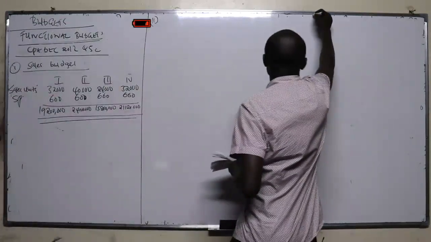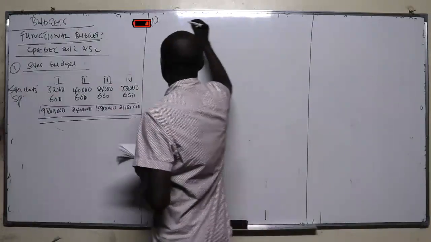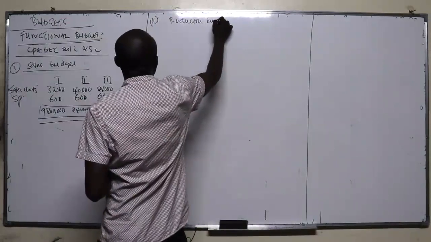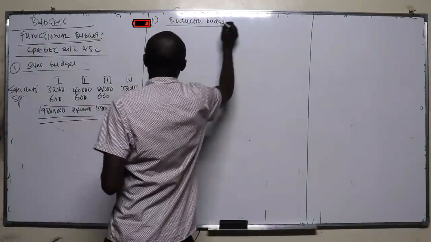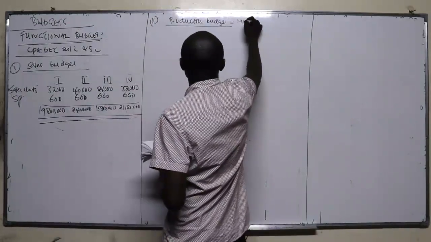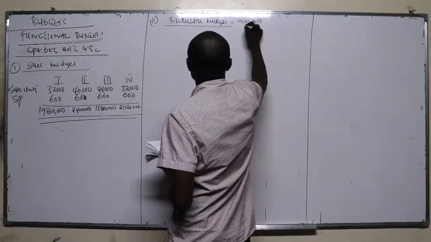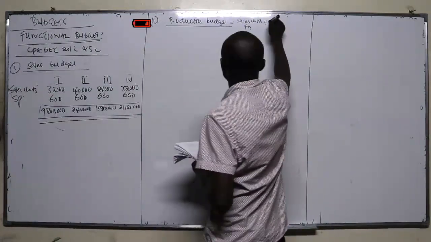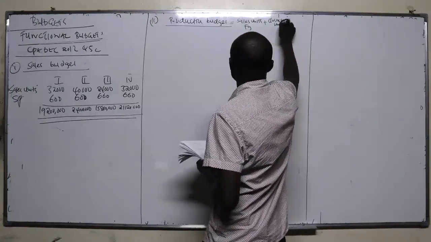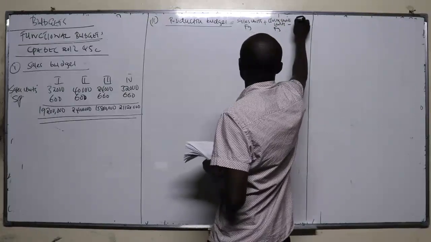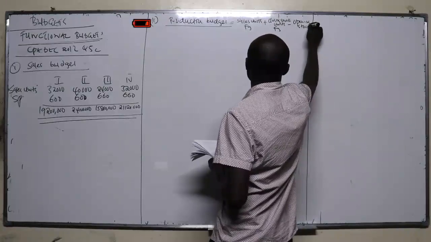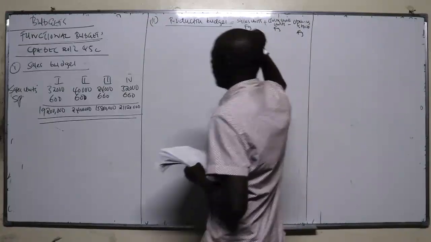Then number 2, they want us to prepare what? The production budget. So how do you prepare the production budget? We said production budget is equal to sales units of finished goods, plus closing stock units of finished goods, minus opening stock of finished goods. We're preparing per quarter.